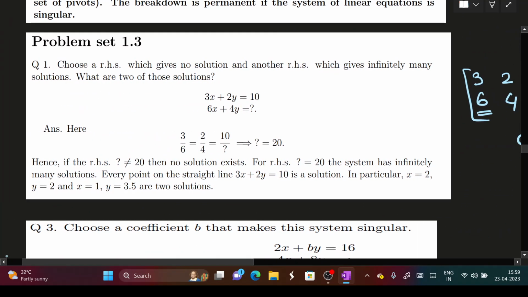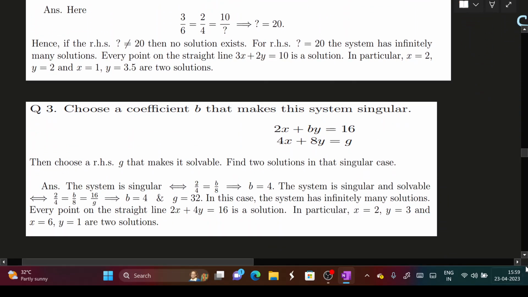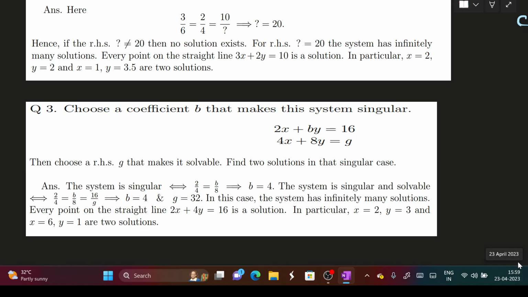Let us discuss here. Every point on the straight line 3x plus 2y is equal to 10 is a solution. In particular, x equal to 2 implies y is equal to 2, and x equal to 1 implies y is equal to 3.5 are two solutions of this system of equations. Now, here it is asked: choose a coefficient b that makes this system of equations singular and choose a right-hand side g that makes it solvable. Find two solutions in that singular case. It is as usual as the previous question.